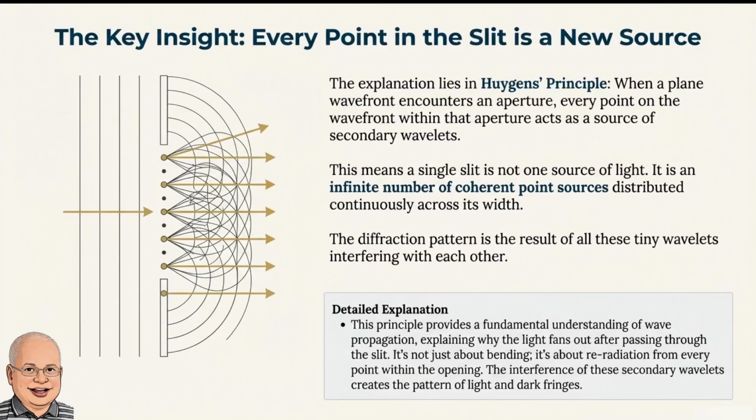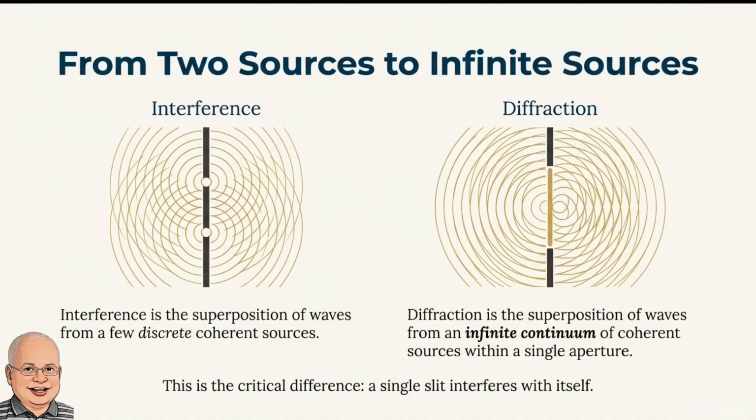So in the slit, there are many infinitesimal sources. Each source is sending light, and the light from each source interferes with the others, forming a particular pattern which we call the diffraction pattern.